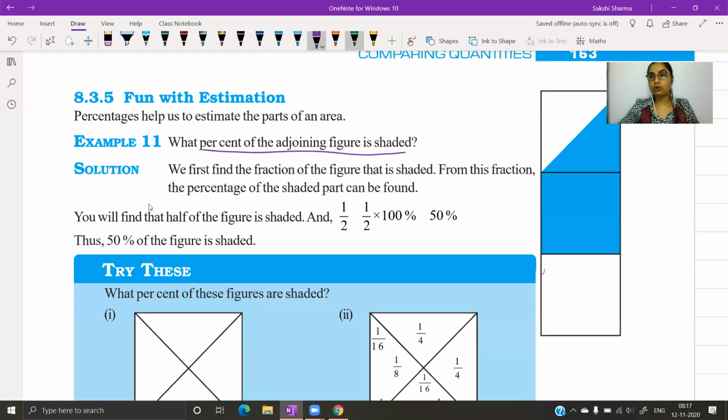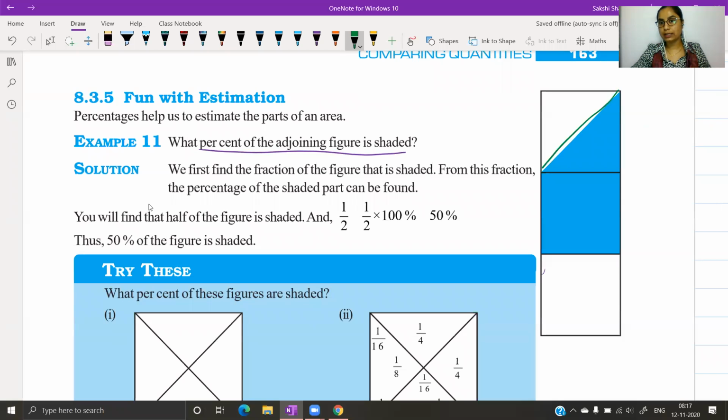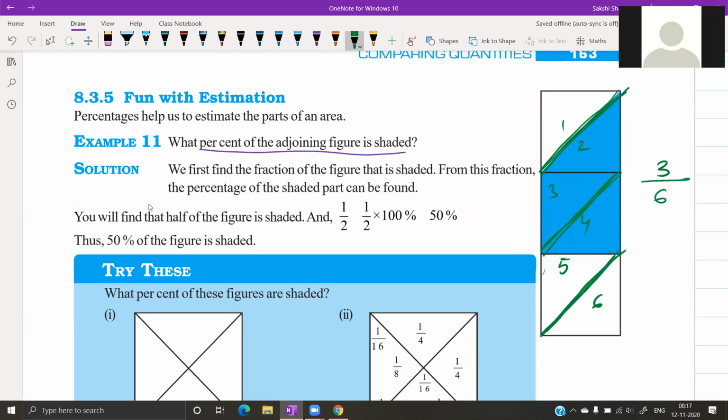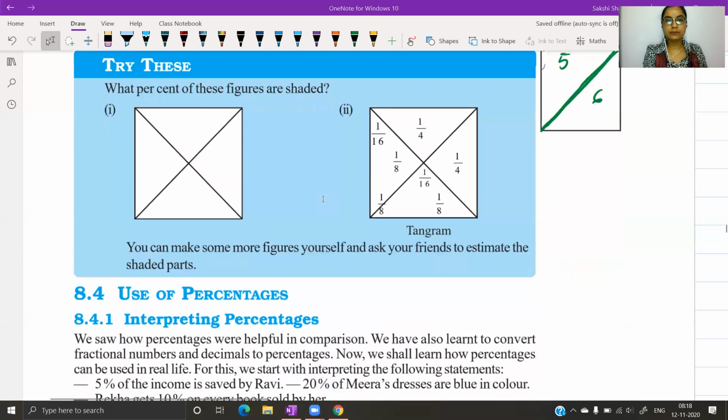So what I could do to divide this into equal parts, I could just draw lines here. So these are now equal parts. Now can you write down a fraction? 1, 2, 3, 4, 5, 6 equal parts. Out of these, how many are shaded? 3 are shaded. Half is shaded. And then you can convert it into a percentage, right? Let's go back to the question that we were doing.